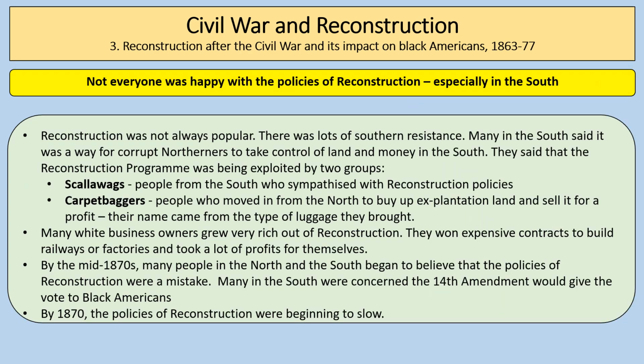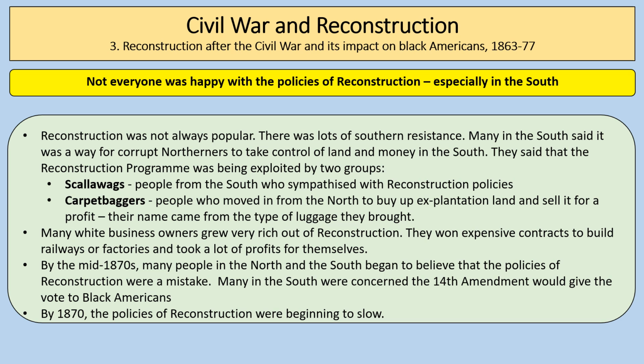Now, lots of people were unhappy with the policies of Reconstruction, especially in the South. There was lots of Southern resistance. Many in the South said it was a way for corrupt Northerners to take control of land and money in the South, and they said the Reconstruction program was being exploited by 2 different groups. One was called the Scalawags, which were people from the South who sympathised with Reconstruction policies. And the other group was the carpetbaggers, people who moved in from the north to buy up ex-plantation land and sell it for a profit, and their name came from the type of luggage they brought with them.